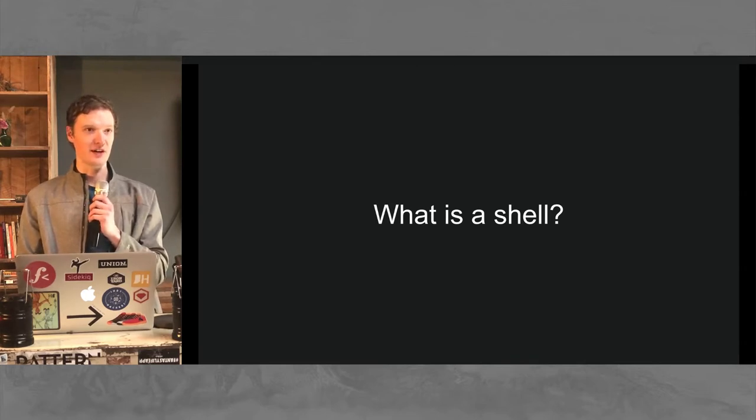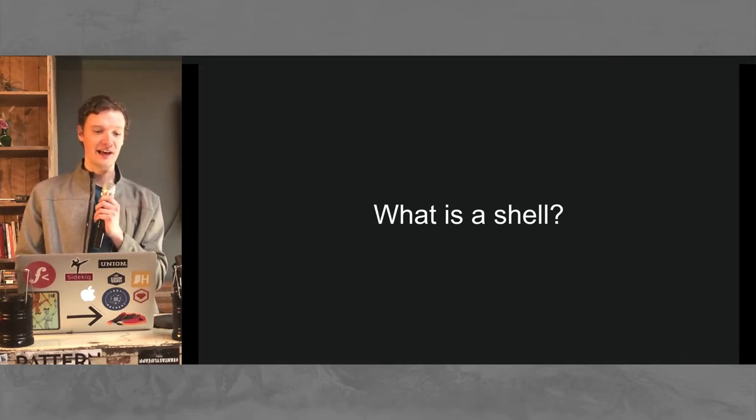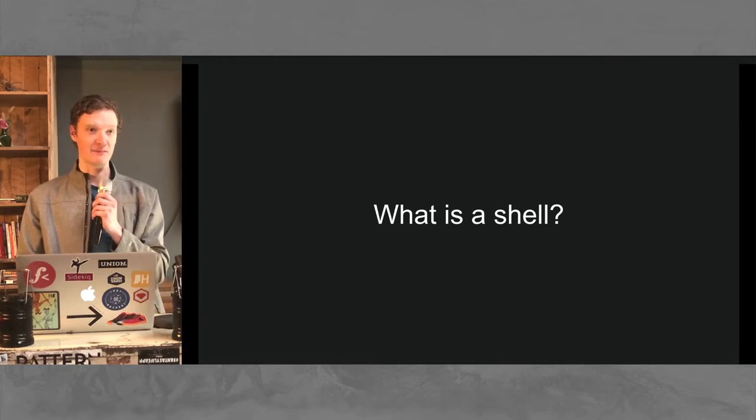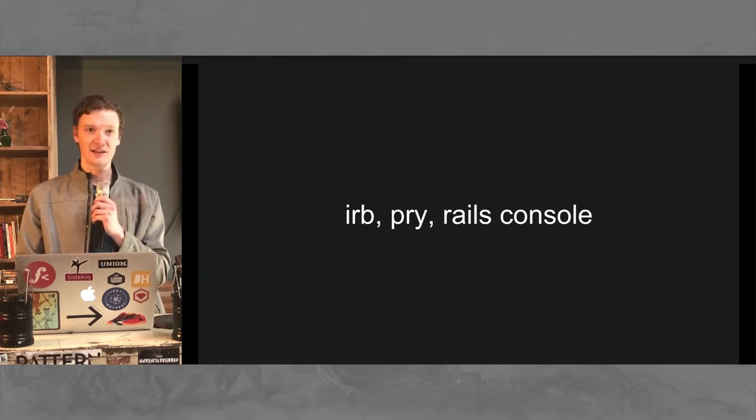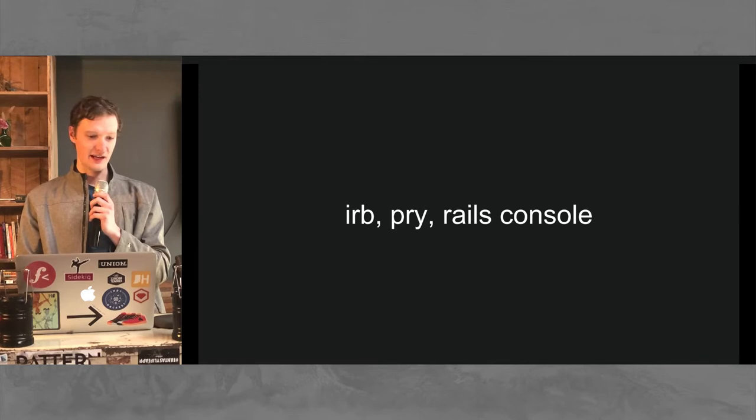And so when I say a Ruby shell, what I'm saying is an interface to access the computer that uses Ruby as the way to command what to do. Some examples that you may have used are IRB, which is the Ruby shell baked into Ruby core, Pry, which is an alternative, and the Rails console, which I didn't look into the source code, but I'm pretty sure it's just like IRB that loads up your whole Rails environment.